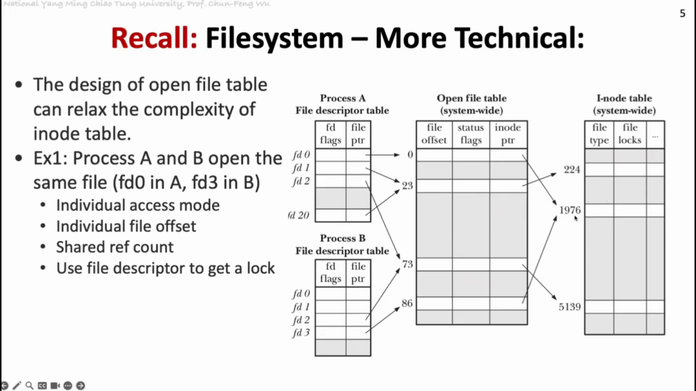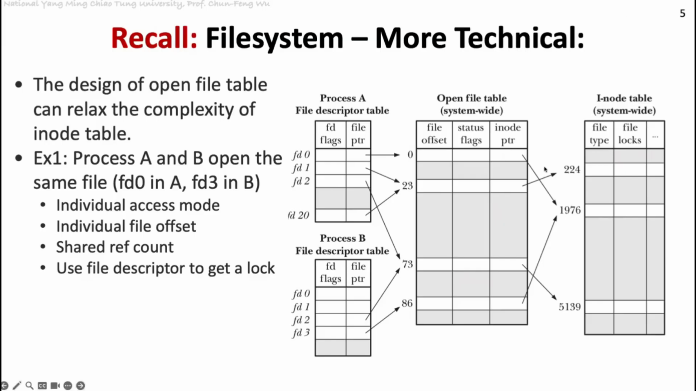So the issue is that process A and process B own two different file descriptors. That means they have individual access modes and individual file offsets. What do I mean by that? Think about it: if one process opens a file read only and the other opens it write only, for the inode it doesn't really matter. The inode doesn't know how many files are opening it and with what kind of access rights. So if we move this management into the inode table, it will be super complex.